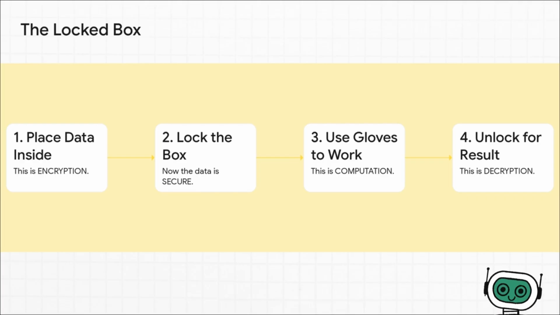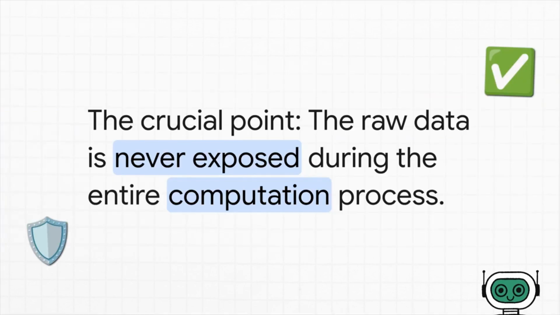Now, you can hand this locked box to someone else. They can't see inside, but they can put their hands in those special gloves and work with what's in there. That's the computation. Once they're done, they hand the locked box back to you. You use your key, open it up, and take out the result. That's decryption. The most important point in this whole process is that the raw data itself is never ever exposed to the person doing the work. It stays secure inside the box the entire time.